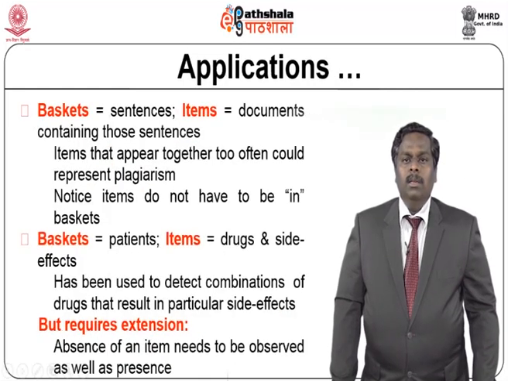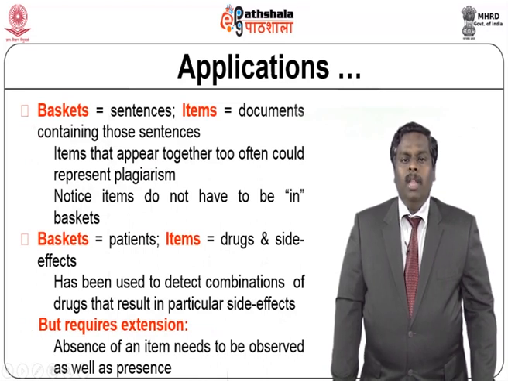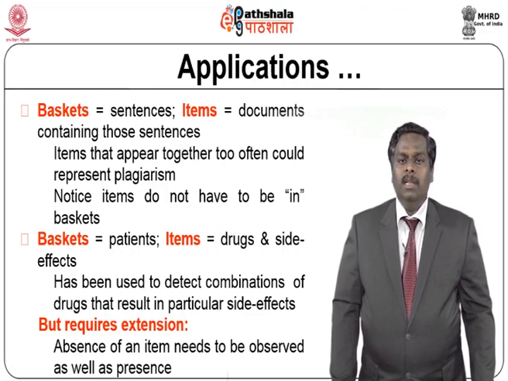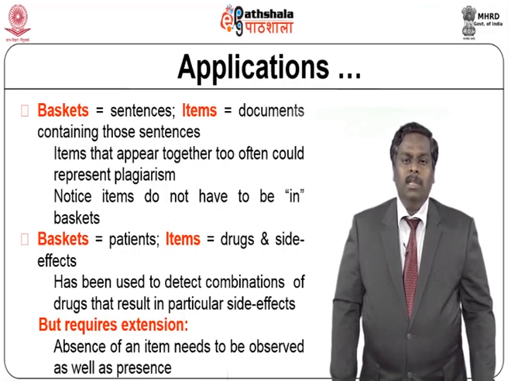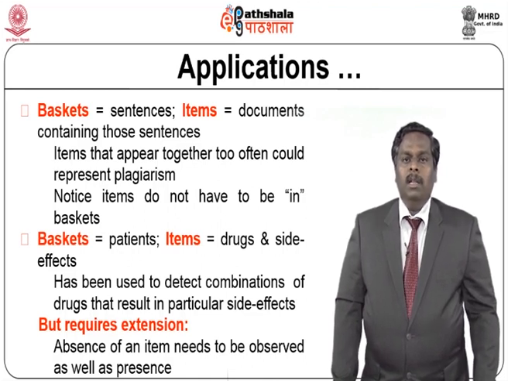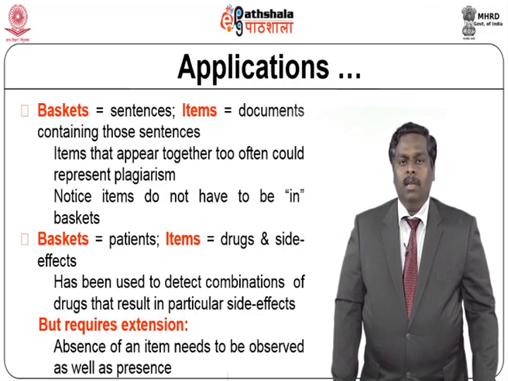Now, consider the text domain. In the text domain, you can treat the basket as comprising various sentences, with items indicating the documents in which these sentences are available. Or you can treat words as baskets and the documents in which these words occur as items. Then you can easily identify those items that occur together, in the sense of documents that are similar to each other.